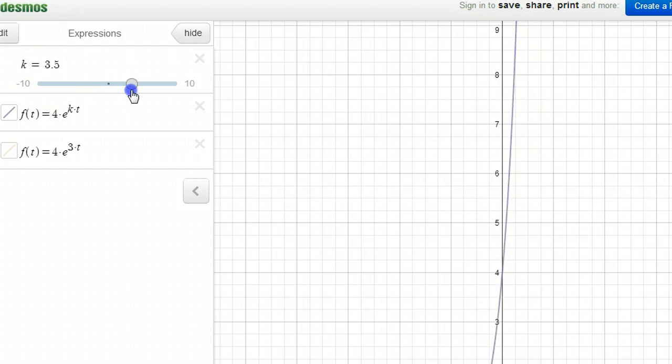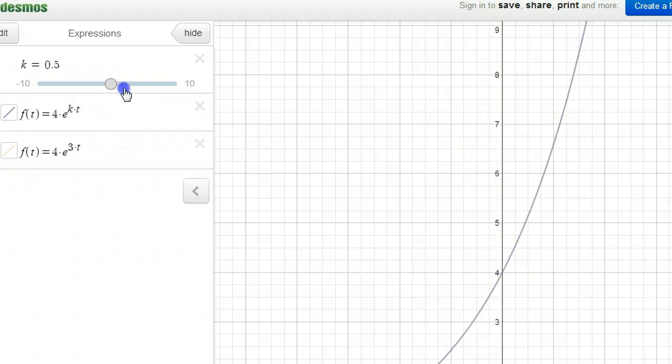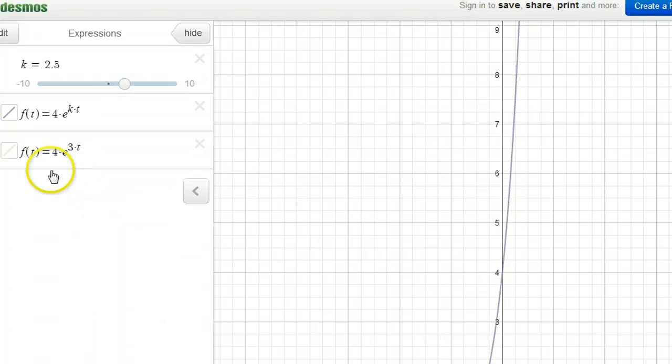As you can see, the graph looks to be exponential growth. And the more positive k is, the steeper the growth function is. But if we look at what happens when I make k negative, then it becomes an exponential decay function because it's always decreasing. And that's something we have to realize. So if k is positive, you always have an exponential growth function.